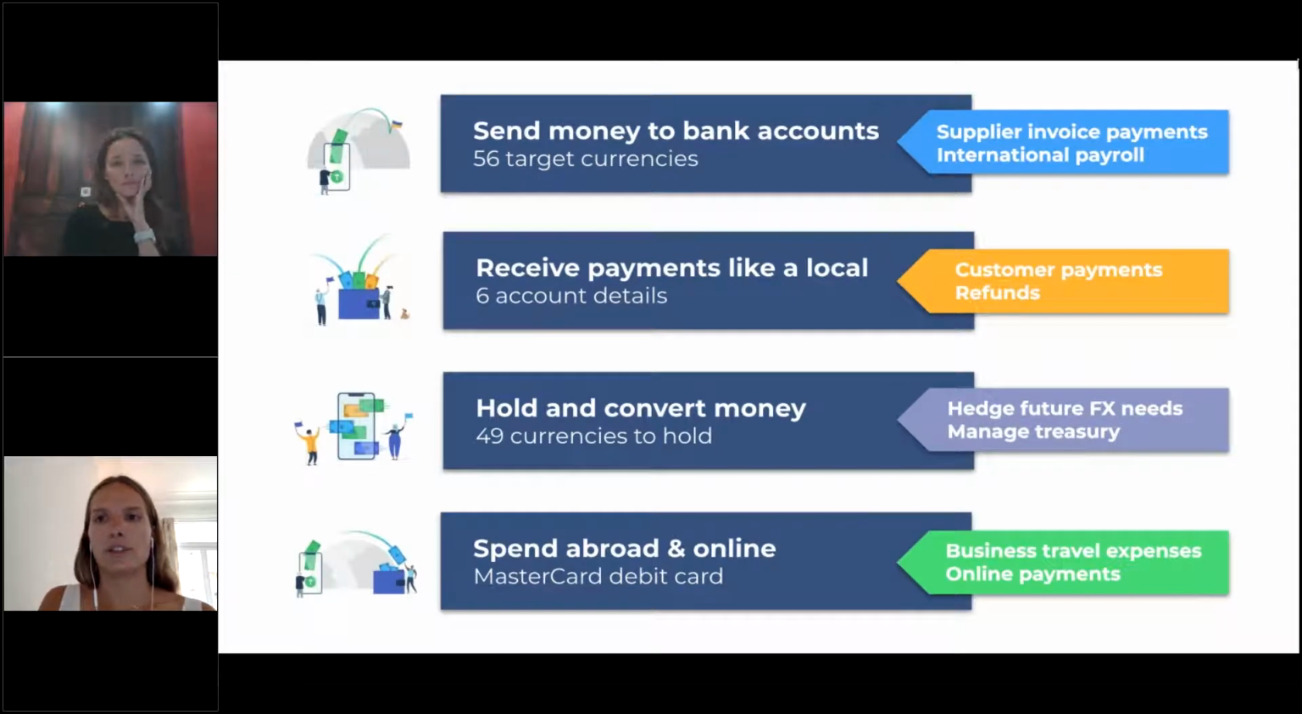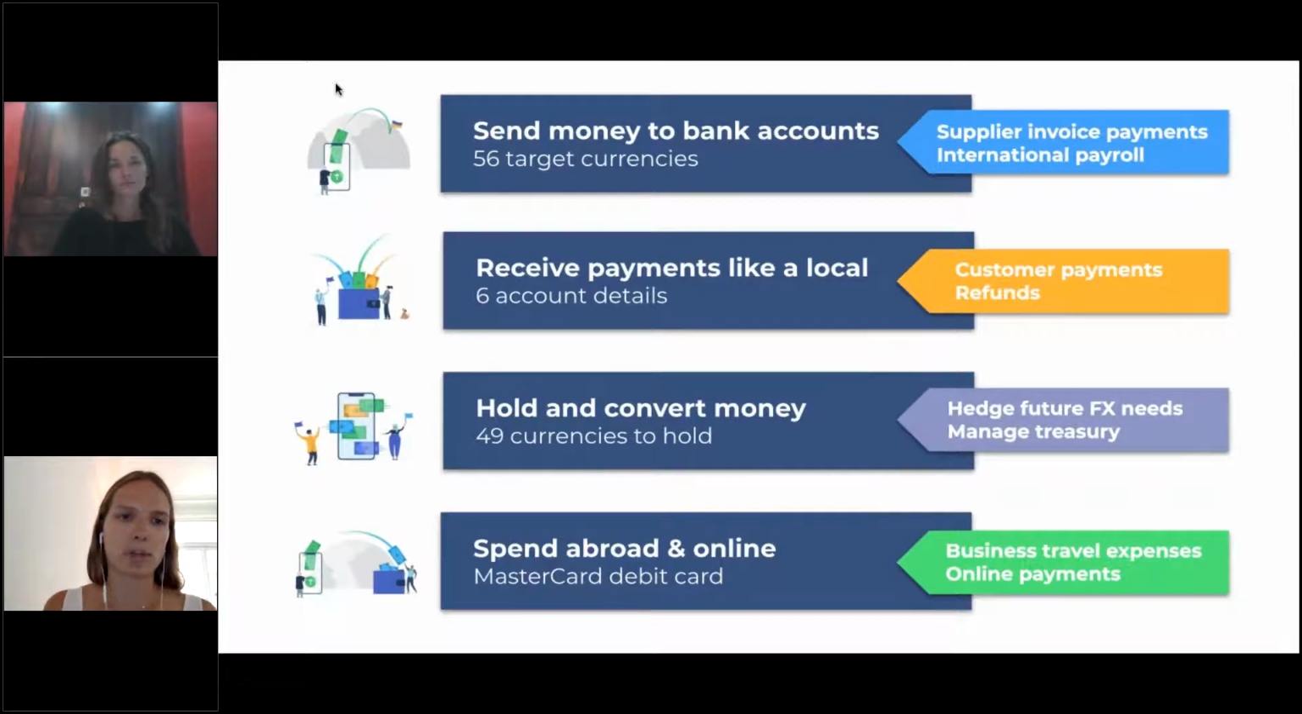So there are different things that you can do with the Transferwise account. The first one is you can send money, and you send money to bank accounts or to wallets. We have 56 target currencies that are currently available, and typically sending money is great for supplier invoice payments or even international payroll.